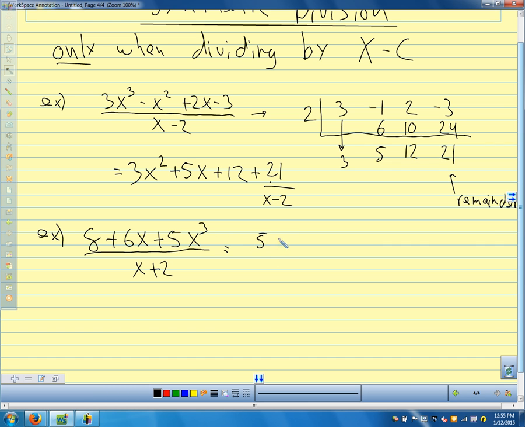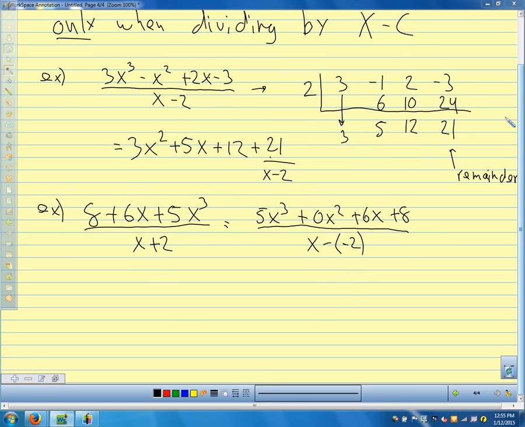5x to the third. Plus how many x squareds do we have? 0. I have to put a 0x squared in there. That's true for synthetic division or long division. I have to put in a placeholder. Plus 0x squared plus 6x plus 8. So now I'm in descending order. We need to divide by x minus c. So this is x minus what? Negative 2.